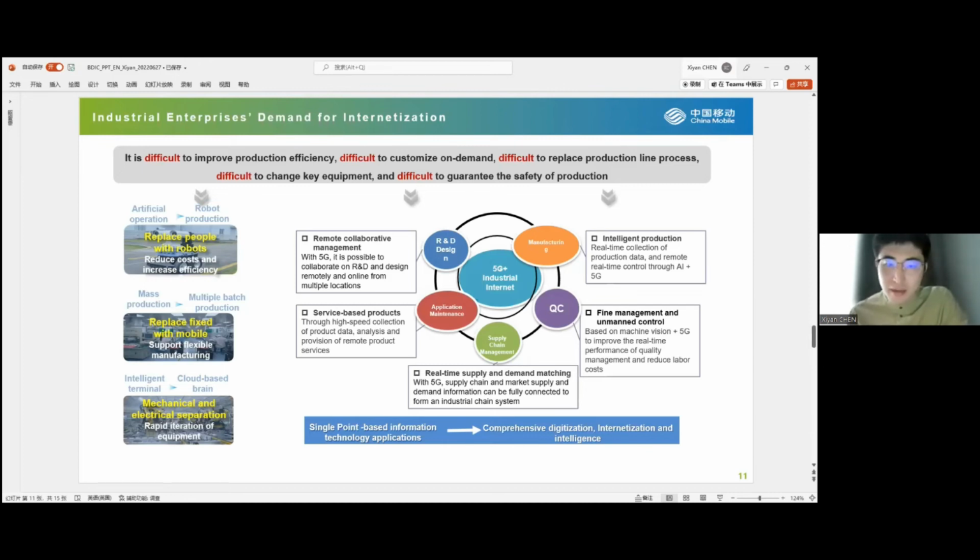And also we can have real-time supply and demand matching with 5G. Supply chain and market supply and demand information can be fully connected to form an industrial chain system. Furthermore, the 5G network can enable intelligent production through real-time collection of production data and remote real-time control through AI and 5G. And finally, the 5G network achieves fire management and unmanned control based on machine vision plus 5G to improve the real-time performance of quality management and reduce labor cost.